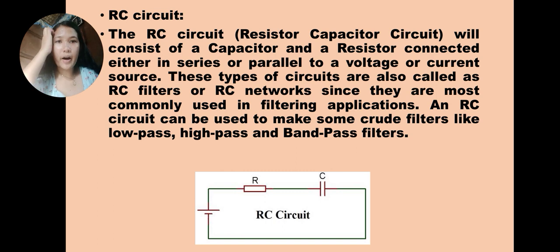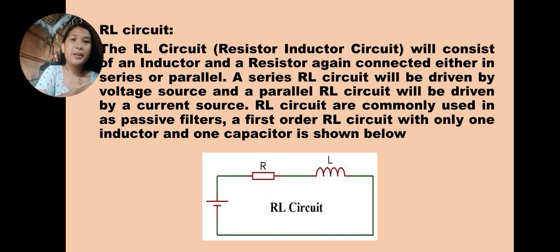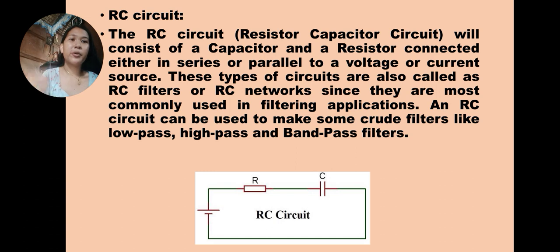So the next is the RC circuit. So what is the RC circuit? It is the resistor capacitor circuit. An RL is a resistor inductor circuit, and an RC is a resistor capacitor circuit. So it consists of a capacitor and a resistor connected either in series or in parallel to a voltage or current source.